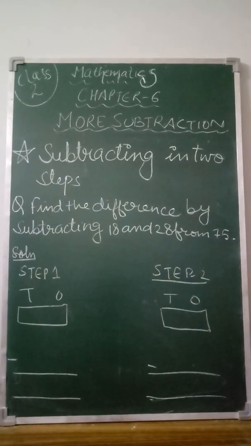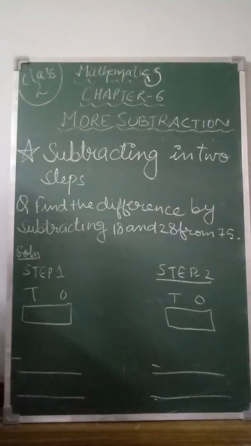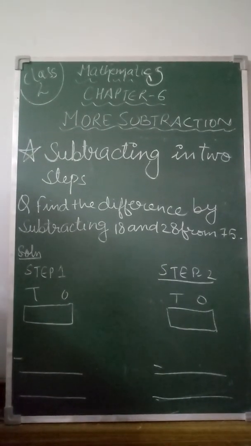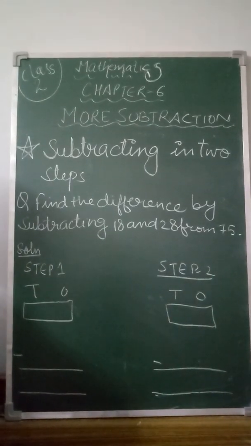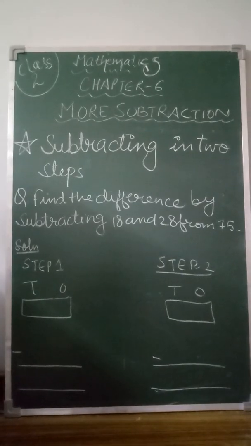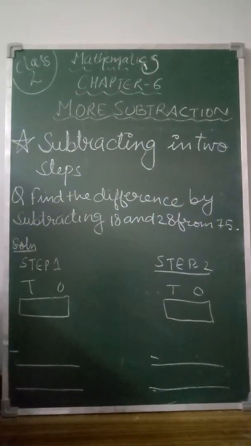Okay students, this is my last topic, subtracting in two steps. It means subtraction is there in the question but it will be finished in two steps. But why in two steps? Because there are two numbers that we have to subtract from one number. But this is not possible at once, but it is possible by using the following method.